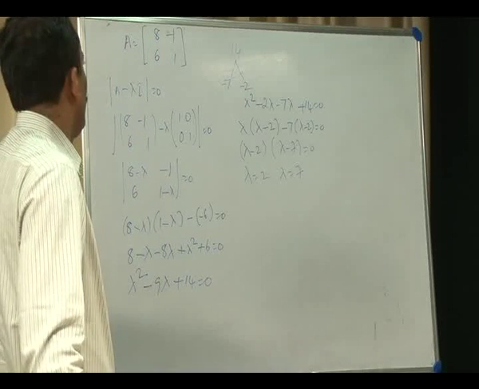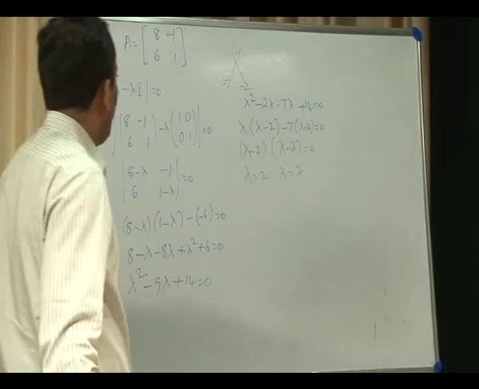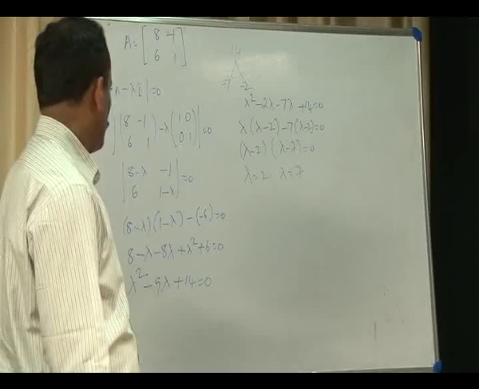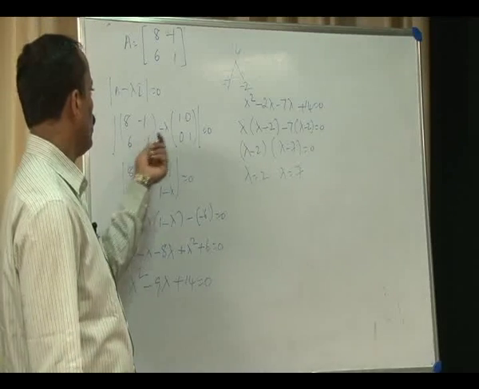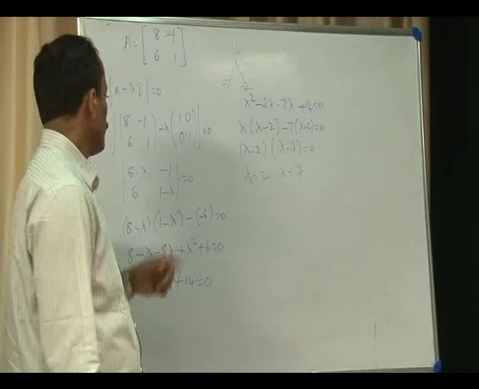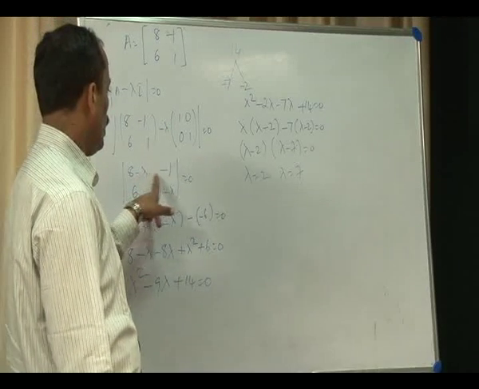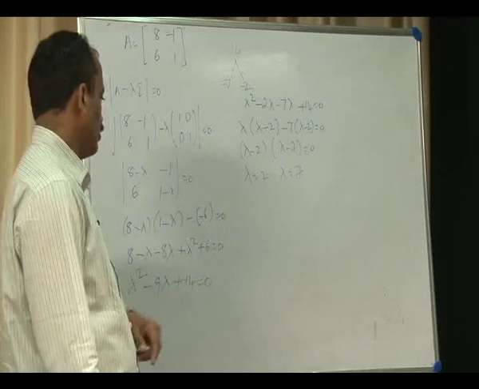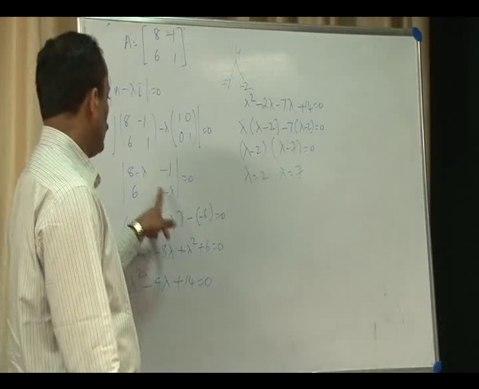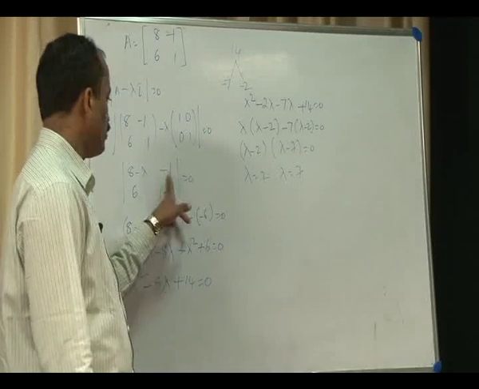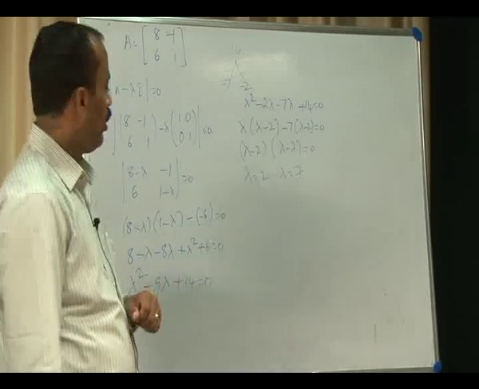So, A is equal to 8 minus 1 6 1, we have to take determinant of A minus lambda I is equal to 0. Write the A value minus lambda into the I value is equal to 0. So, it becomes 8 minus lambda, minus 1, 6, 1 minus lambda, is equal to 0. Therefore, 8 minus lambda into 1 minus lambda minus 6 into minus 1 is minus 6 is equal to 0.